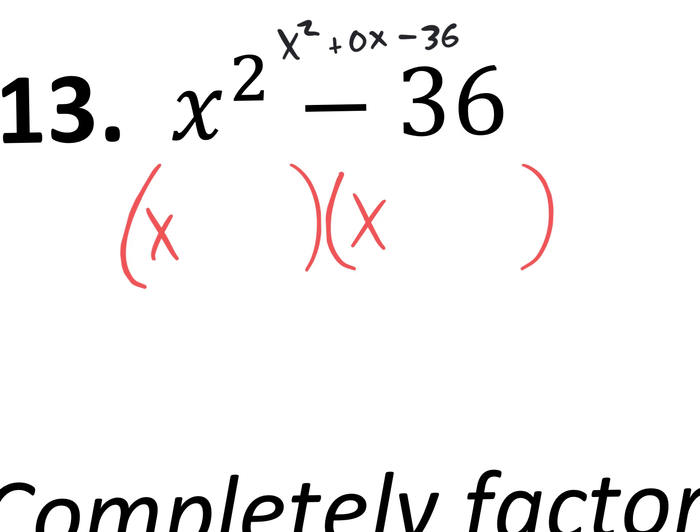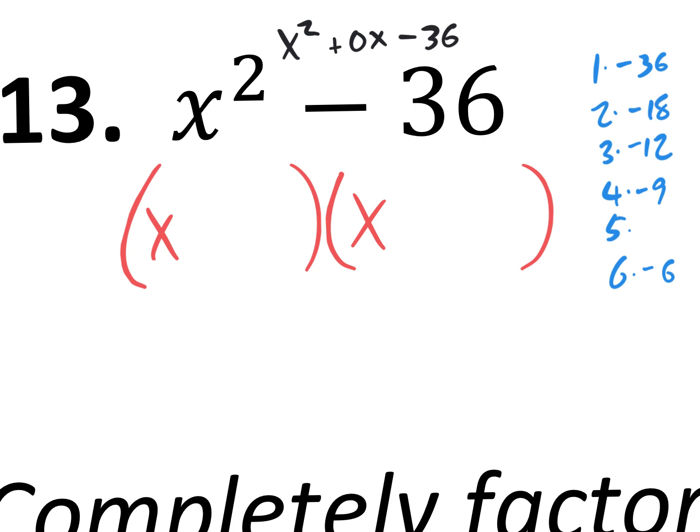So when we're thinking what times what is our c value, negative 36, that combines together to give us the b value, which is 0, we're going to think of the list: 1 times negative 36, 2 times negative 18, 3 times negative 12, 4 times negative 9, 5 doesn't work, 6 times negative 6. And when you think about these numbers, when you combine them, negative 36 plus 1 is negative 35. There's no negative 35x in the middle, right?